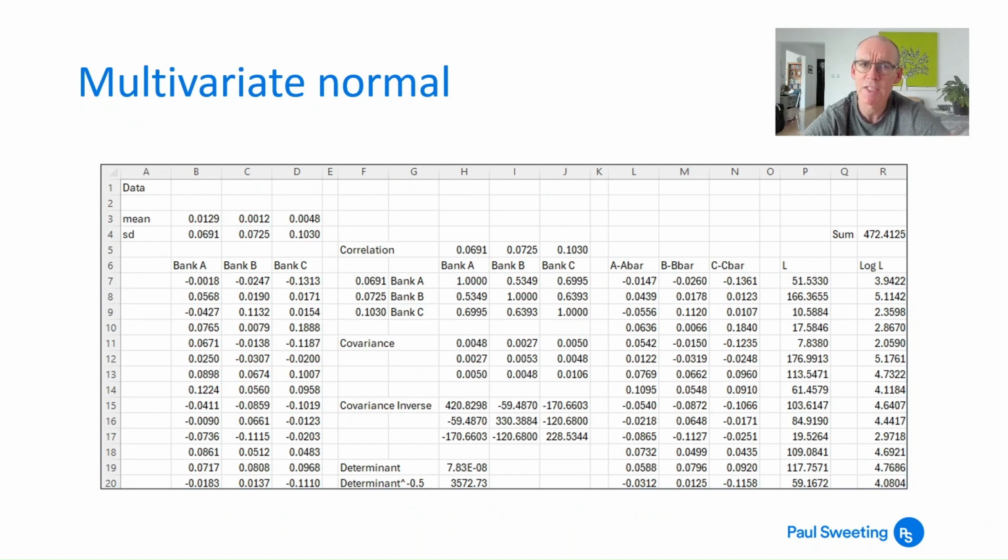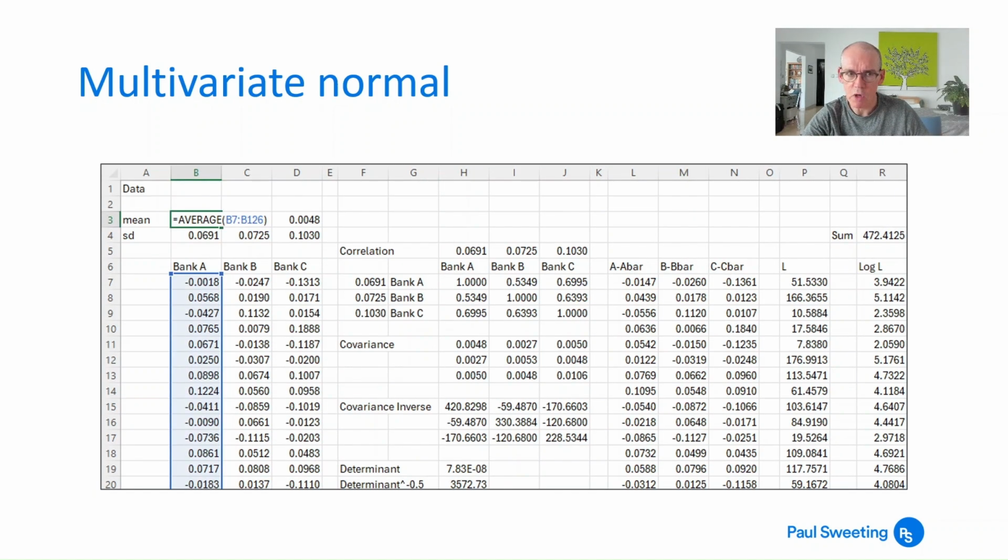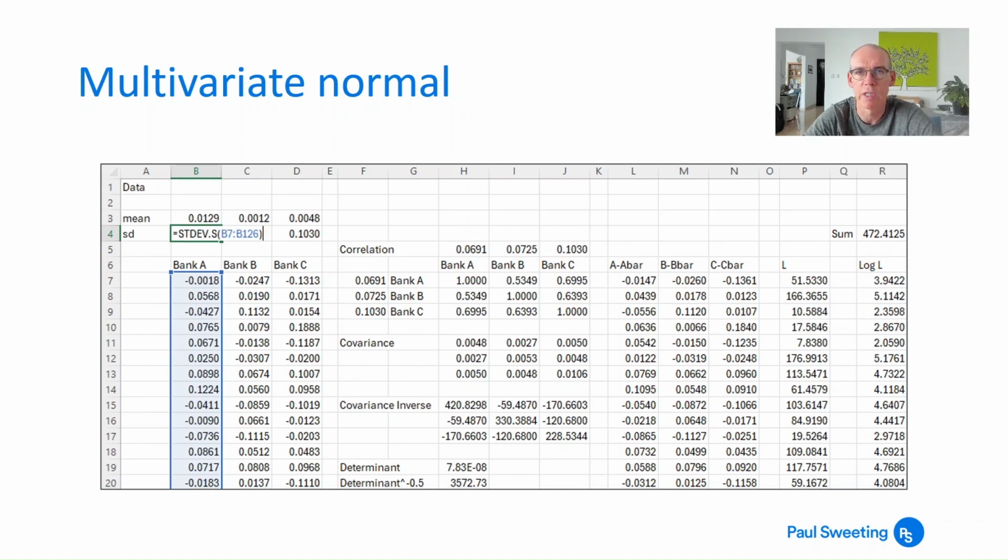So, first stage, our starting point is to calculate the log likelihood for a multivariate normal distribution using the data that we have for these three banks, Bank A, Bank B and Bank C. The first column, column B there, is the data, the returns for the first bank, Bank A, and we have there the average return for those, and also the standard deviation of the return, so the mean and the standard deviation, expected return, volatility. And we do that for banks A, B and C.